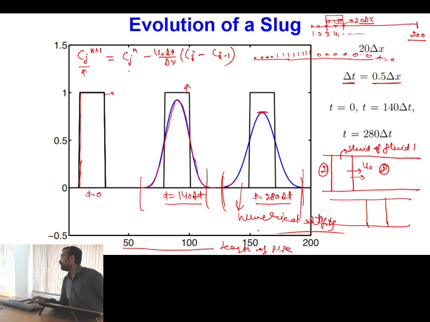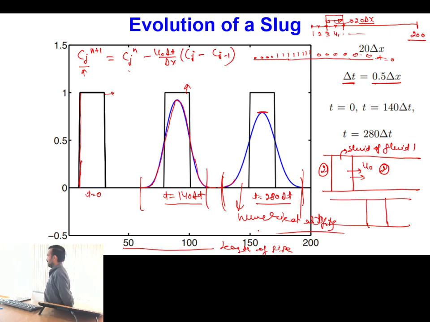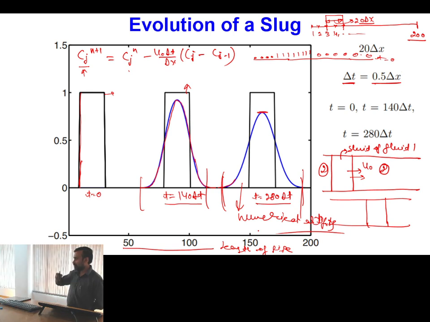Sorry? No, but for explicit, if we are maintaining these stability conditions, then it should not give unstable solution. And this solution is not unstable. If solution is oscillatory, then it is unstable. It is actually diffusing. It's a stable solution. But the point is, it is diffusing more in the axial direction. What could be the reason?